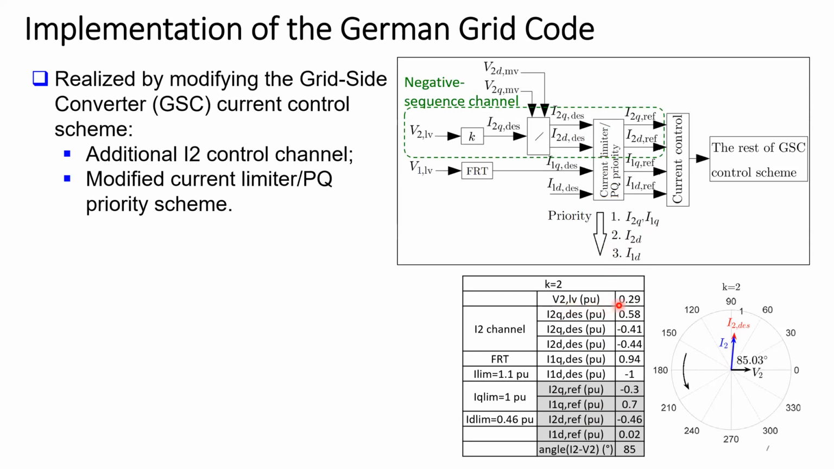So here's an example. The unbalanced fault created a negative sequence voltage of 0.29 per unit, and the desired set point for negative sequence reactive current amplitude was 0.58. But because of the positive sequence channel requirement, the converter cannot deliver this desired amount of negative sequence current, so the actual negative sequence amplitude will be less than the desired value. But the predominantly reactive phase angle is nonetheless achieved.